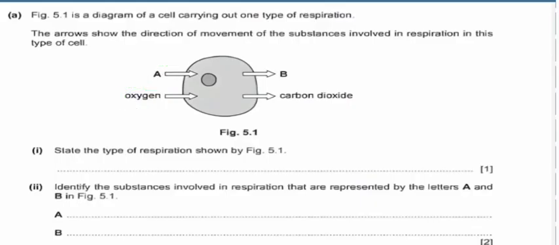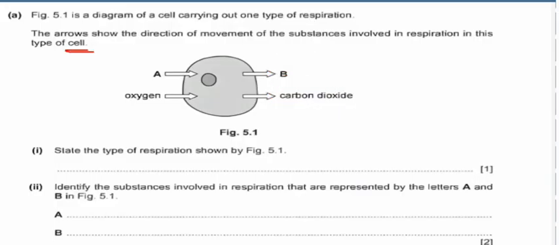Apart from oxygen and substance A, we also have substance B and carbon dioxide. Now since this one is a cell, we have question Roman numeral 1, which is saying, state the type of respiration shown by figure 5.1. So there are two types of respiration: aerobic respiration and anaerobic respiration. During aerobic respiration, when it occurs in cells, since here they have specified cells, glucose is going to be reacted with oxygen. And what is going to be produced? Carbon dioxide plus what? Water.